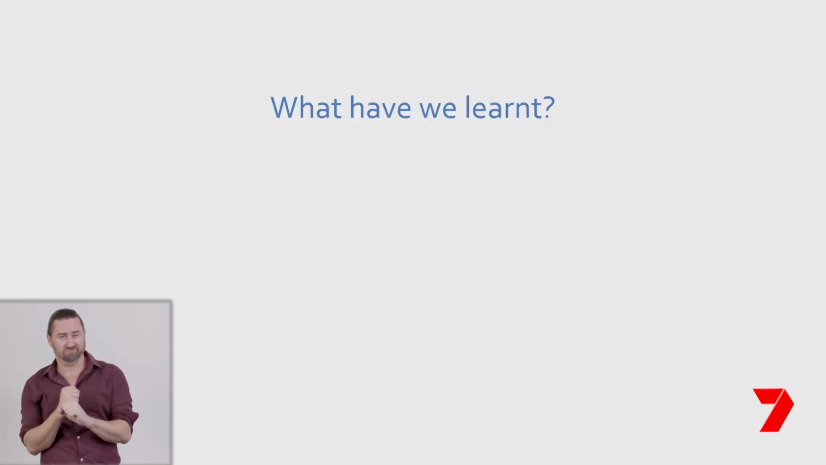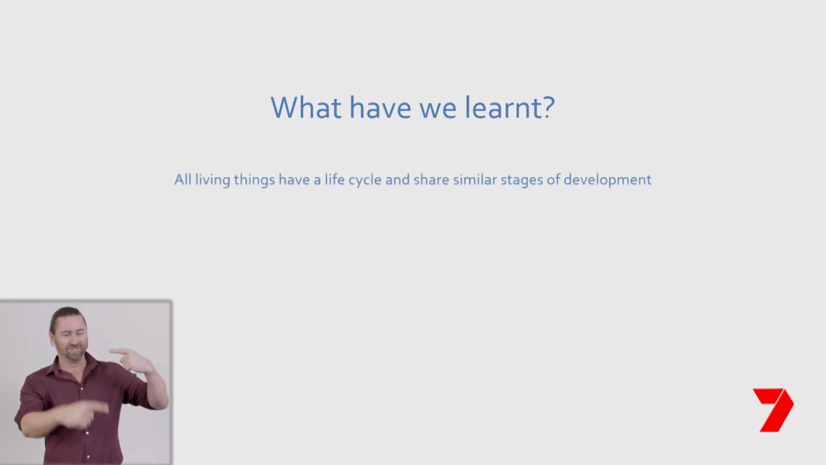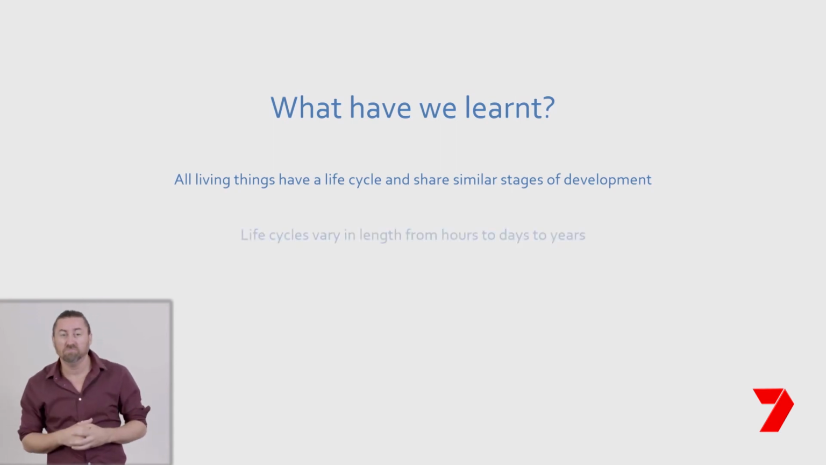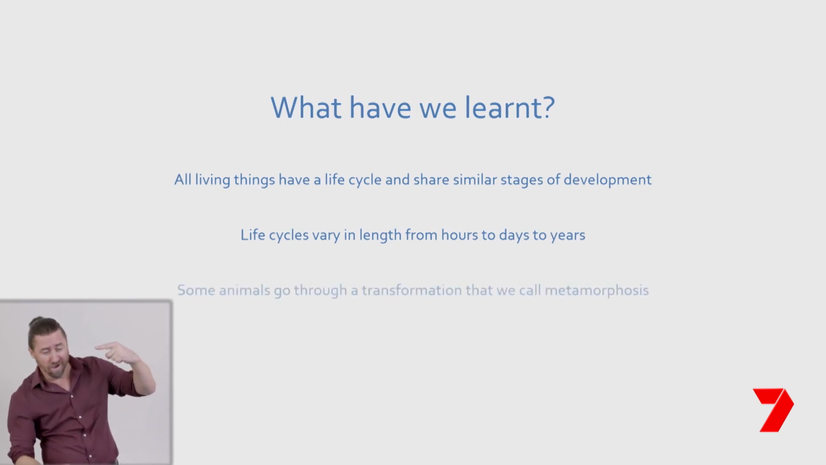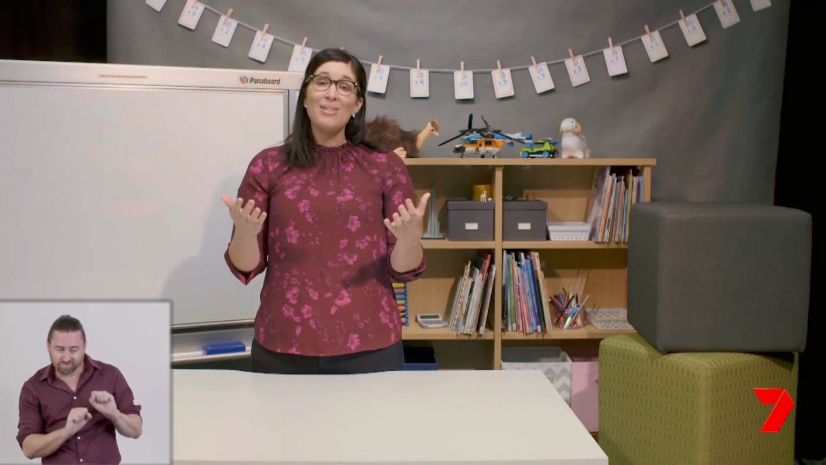Okay, let's recap what we've learnt today. We now know that all living things have a life cycle and share similar stages of development. Life cycles vary in length from hours to days to years, and some animals go through a transformation that we call metamorphosis. Now it's your turn.